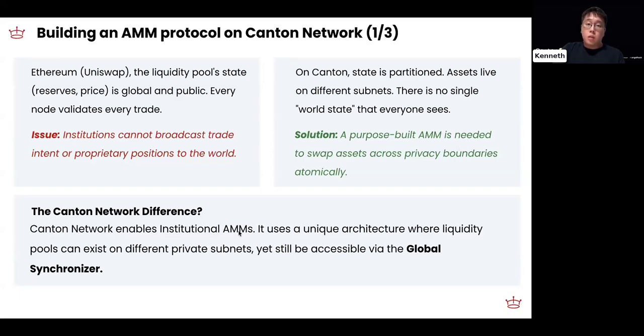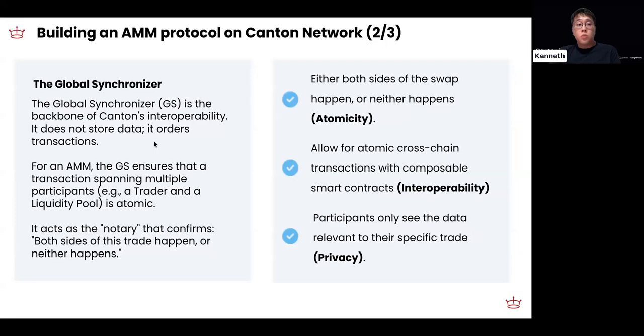So to summarize, the Canton Network difference enables institutional AMMs to be built, where you can customize different liquidity pools to exist based on the different needs of the clients, users, or traders on Canton Network. All this is accessible and enabled by what's called the Global Synchronizer. The GS is basically the backbone of Canton's interoperability. It's like the main orchestrator and facilitator for any transaction flow on chain.